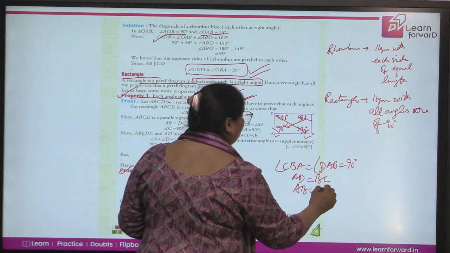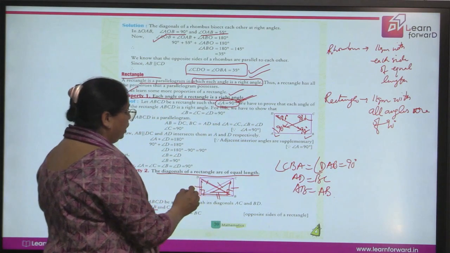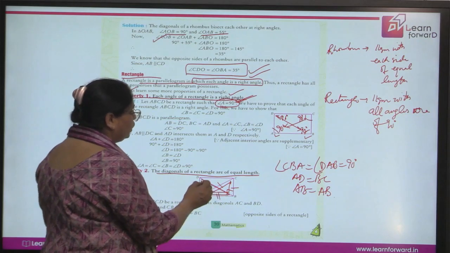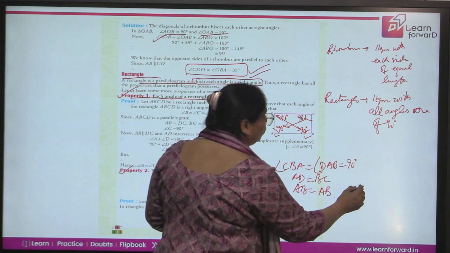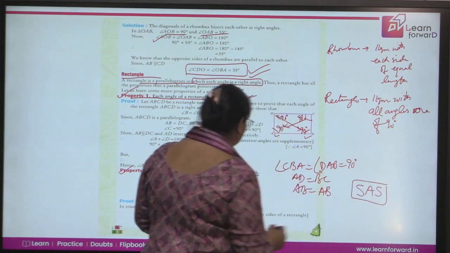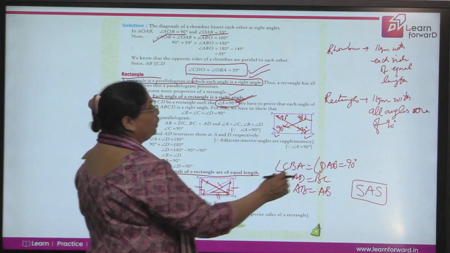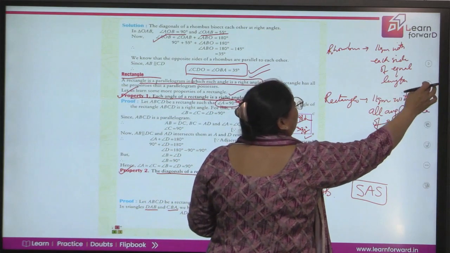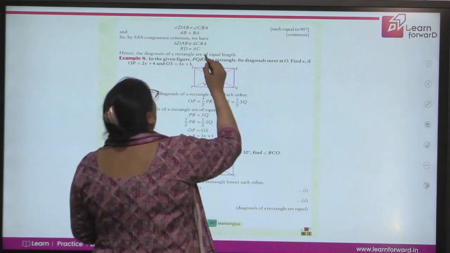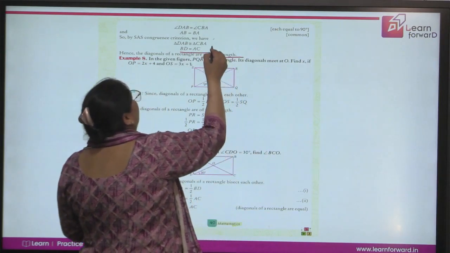So which congruence rule will be applied here? We are taking two sides and one angle, and the angle is in between the two sides. So the congruency rule is SAS. By SAS, these two triangles will be congruent, and hence DB will be equal to AC, or the diagonals of a rectangle are of equal length. This is by SAS.